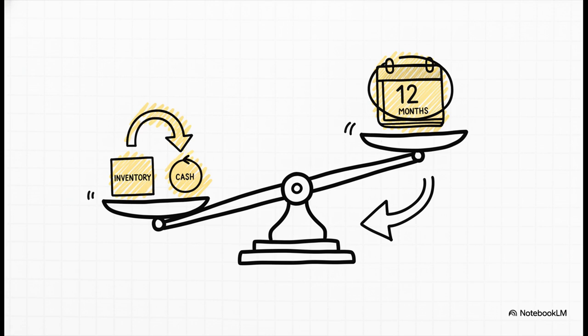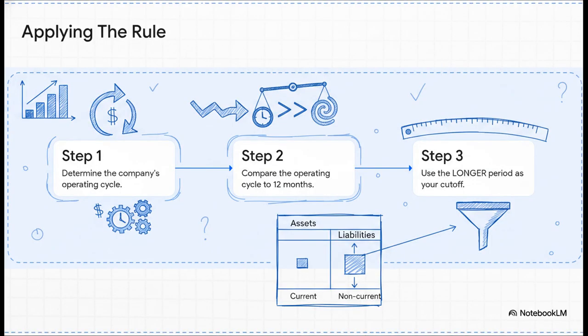They look at what's called the company's operating cycle, which is just the time it takes to turn its inventory into cash, and they compare that to a standard 12-month period. The cutoff for what counts as short-term is simply whichever of those two is longer. So let me break that down in 3 easy steps. First, you figure out the company's operating cycle. Second, you put it side by side with 12 months. And third, you just pick whichever one is longer. That becomes your measuring stick. Anything that's going to be used up or paid off within that time frame, that's called current. Everything else is non-current. This one simple filter organizes the entire financial picture.